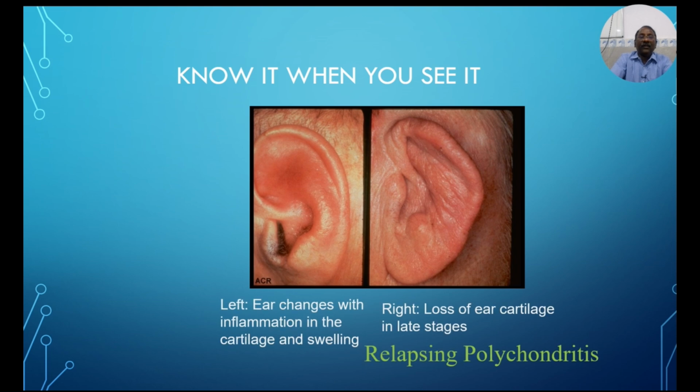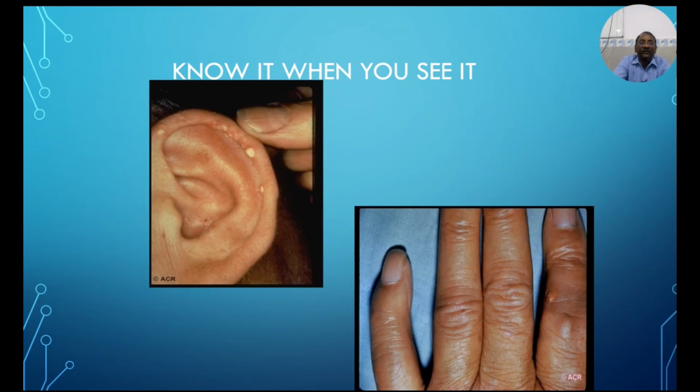Yes, relapsing polychondritis. Okay, ear changes with inflammation in the cartilage and the swelling. Loss of the ear cartilage in the late stages. See the difference between the first picture and the second one. In the first picture there is inflammation and redness. In the second picture, the loss of the ear cartilage. Okay, so this is relapsing polychondritis.